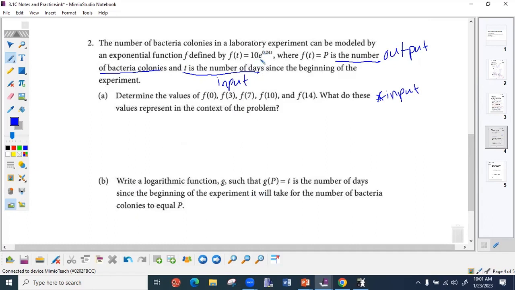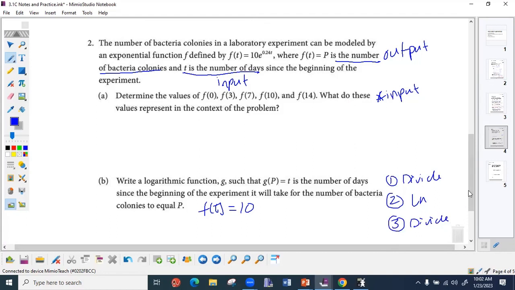So what would I have to do first? If I had to solve for a number, pretend that f of t equals 10, what would I need to do to get it by itself? Well, we're going to give you your hints. Step 1 is to divide. Step 2 is you're going to take the natural log. And then step 3 is you're going to have to divide again. Okay?